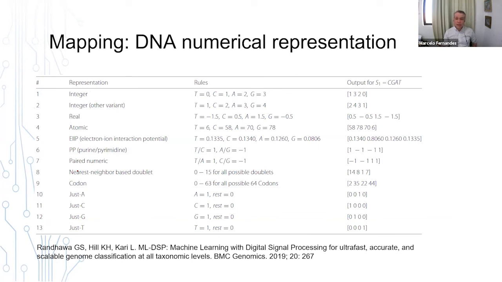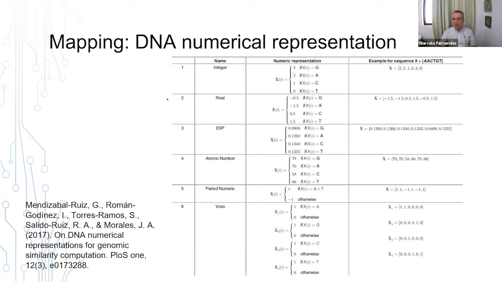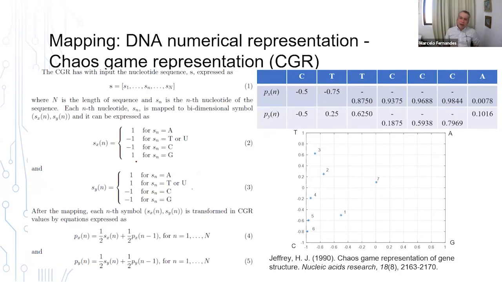Another strategy is to use the DNA numerical representation. It's possible. For example, here we have several numerical representations for a DNA or RNA sequence. You can see that it's a very new paper too, because the authors are using machine learning, so they need to make a mapping. This is another strategy to map each base. This is a paper that I got. And this is another interesting mapping strategy.